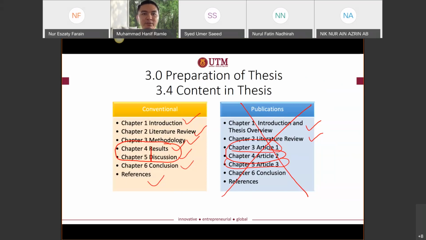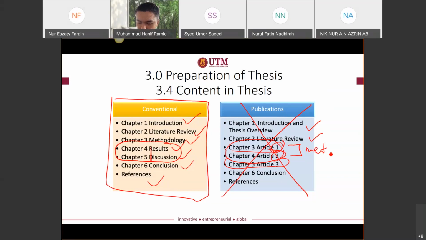So normally for my students, I always ask them to use the conventional way to prepare the thesis, because for article 1 and article 2, maybe the methodology is the same. Maybe for 1, 2, and 3, the method is the same. You synthesize the sample, you use the same volunteer patients, the method is the same. That's why I don't like this type of thesis. And of course it depends on you and your supervisor.